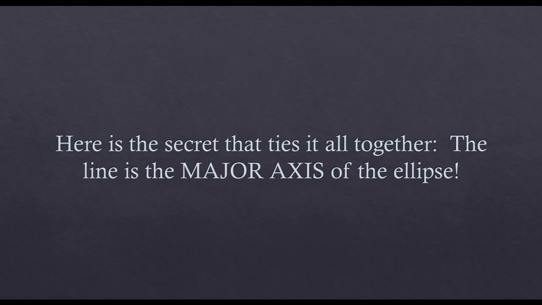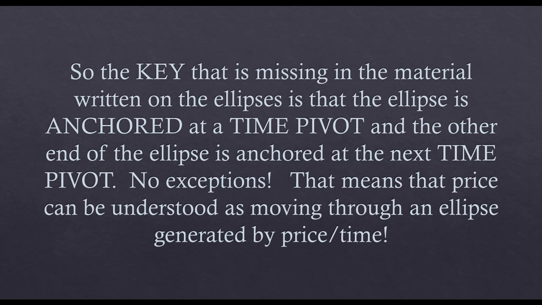Here's the secret that ties it all together. The line is the major axis of the ellipse. So the key that is missing in the material written on the ellipses by other authors is that the ellipse is anchored at a time pivot, and the other end of the ellipse is anchored at the next time pivot. No exceptions. That means that price can be understood as moving through an ellipse generated by price time.